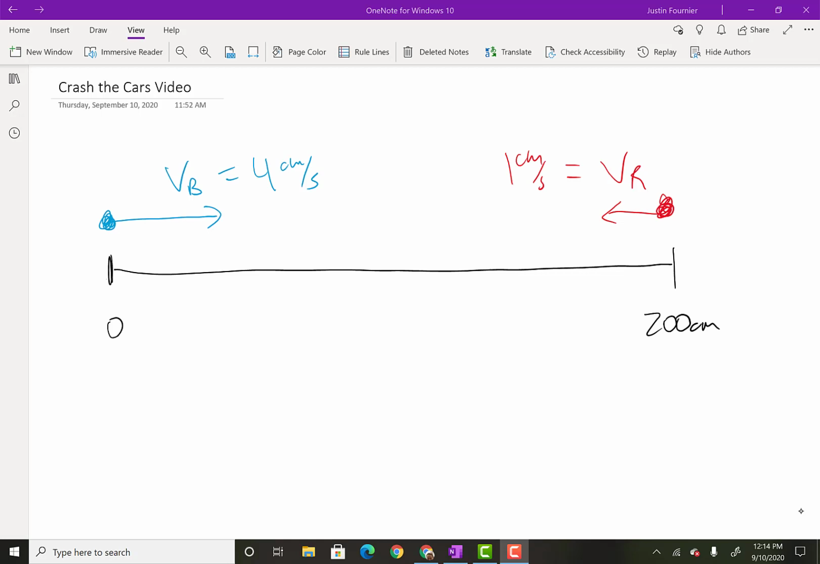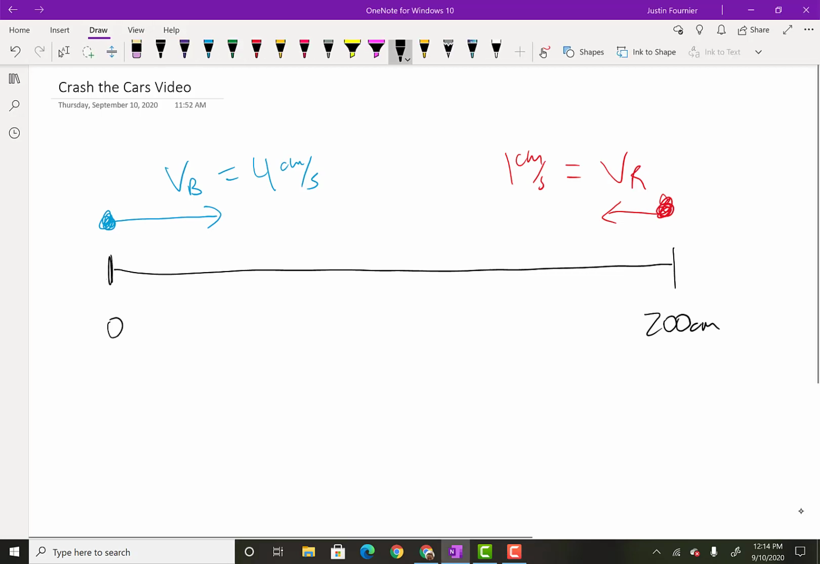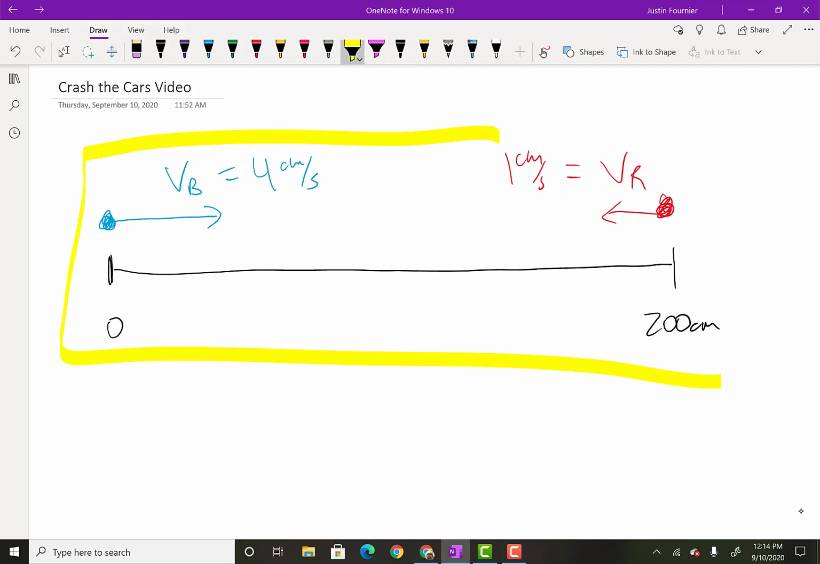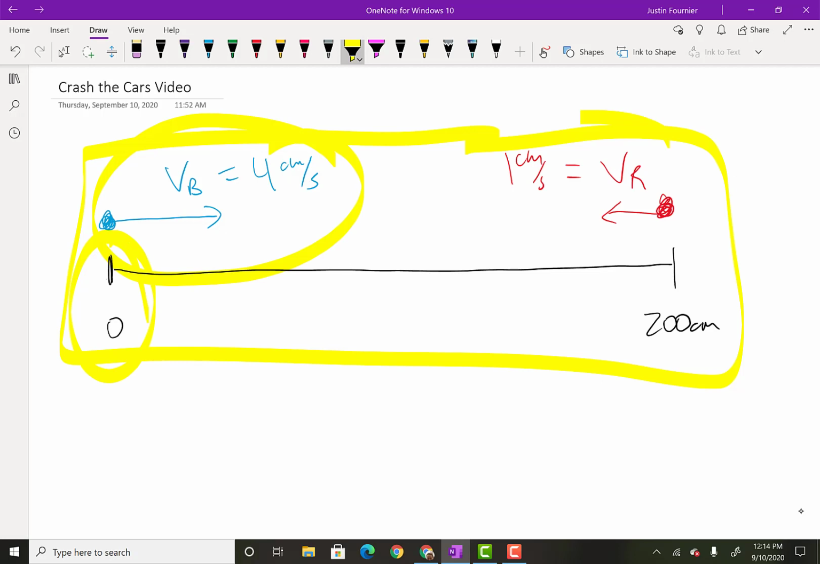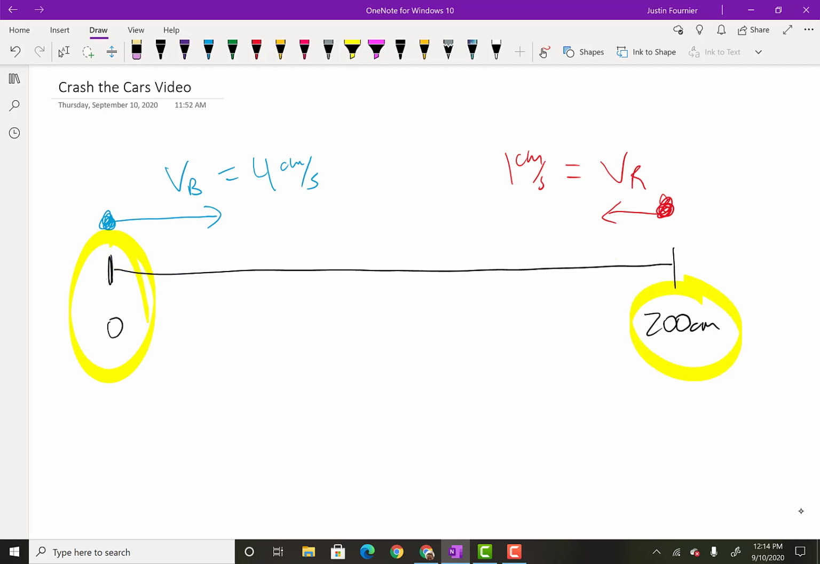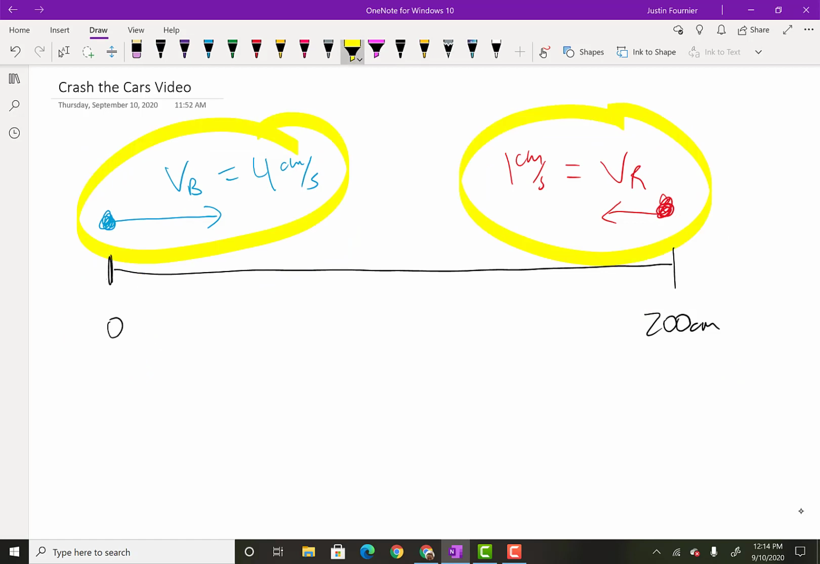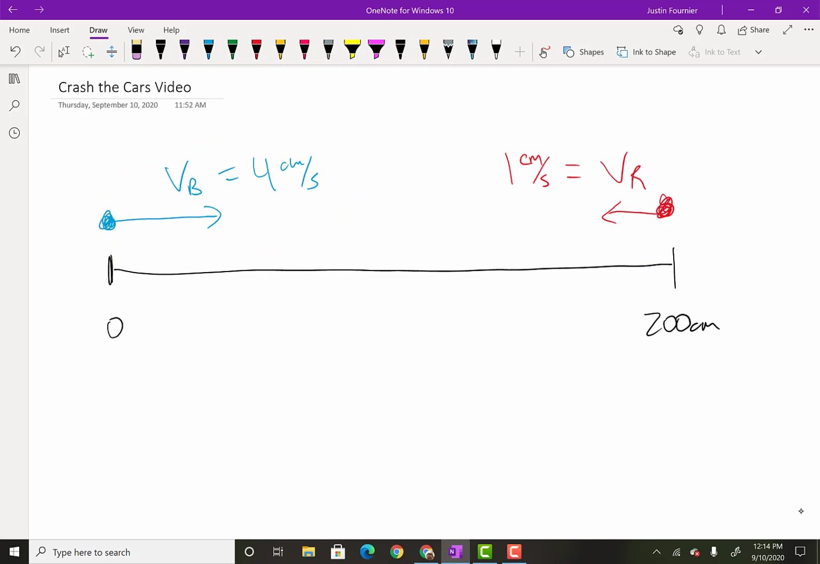Here's how the problem is set up. You've got two cars that are set 200 centimeters away from each other. So the blue car, I've got at the 0 mark here, and the red car, I've got at the 200 centimeter mark here. So that's the first situation, and they're both moving toward each other. I made up these velocities, so please don't think that these are the actual velocities of the cars.